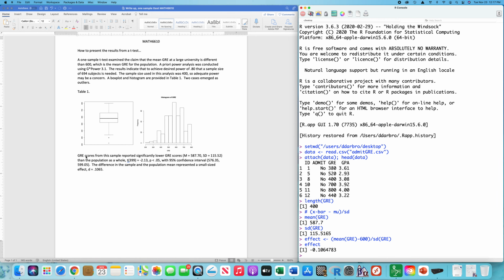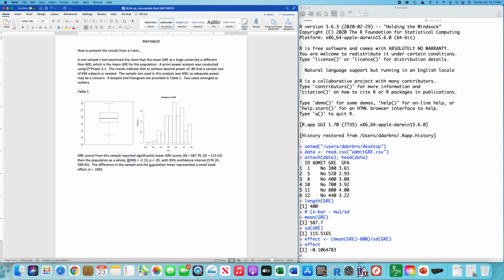Next thing I do is I get into the statement. So GREs from the sample were significantly lower. So that tells me that I have a significant result, lower GRE scores. So I report my mean at 587.70. I report my standard deviation, 115.52. Again, information I got over here. That's why I calculated this and not just the effect size. Then the population as a whole.